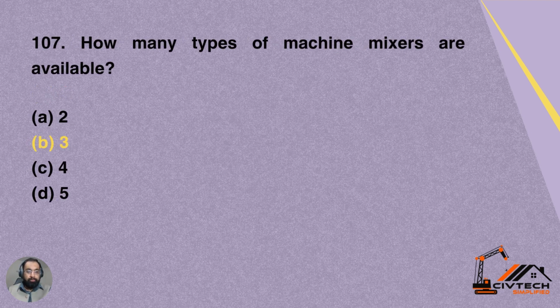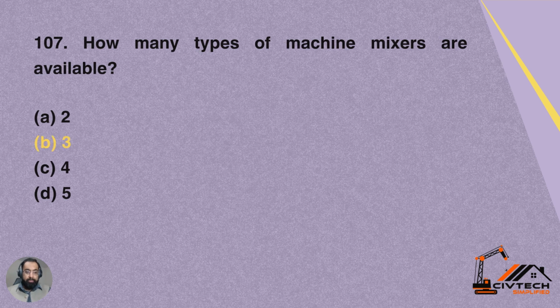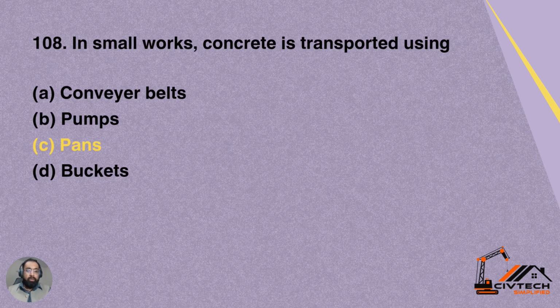Then we have question number 107. How many types of machine mixers are available for concrete? Option A, 2. Option B, 3. Option C, 4. Option D, 5. So the correct option for this question is option B, which is 3. There are 3 types of machine mixers for concrete.